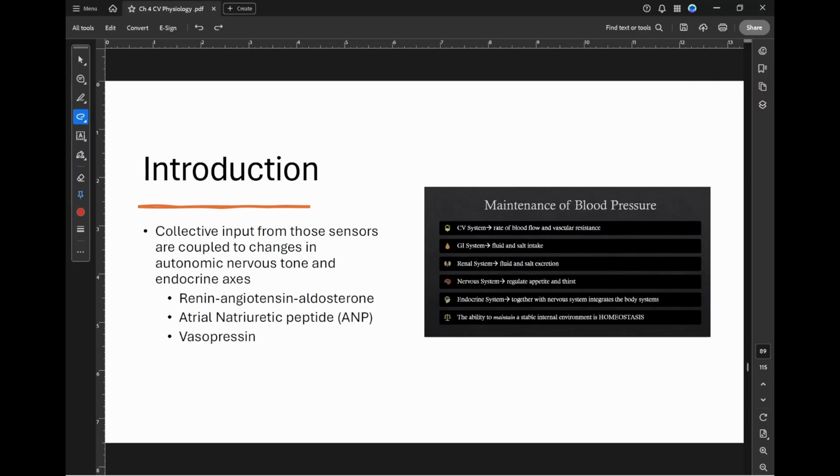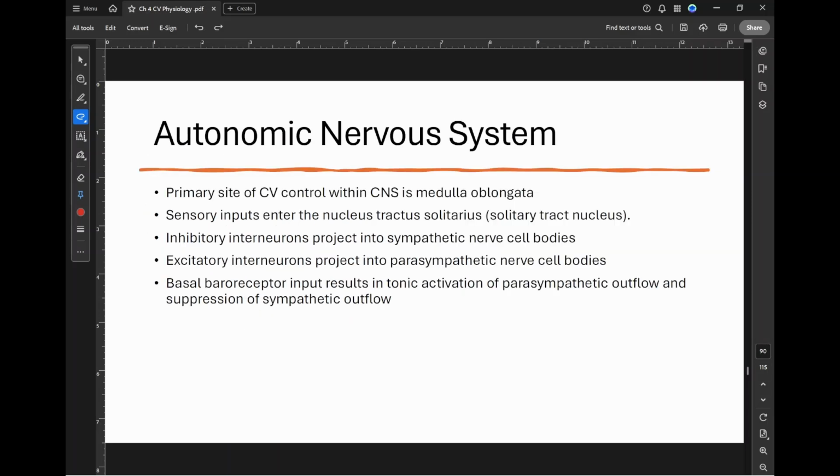So I bring this back because this is the one I showed you in the very first lecture of all the different things that go into monitoring your blood pressure. So now we're going to start going through some of those things as far as regulating blood pressure. So renin-angiotensin, here's your atrial natriuretic peptide, and vasopressin.